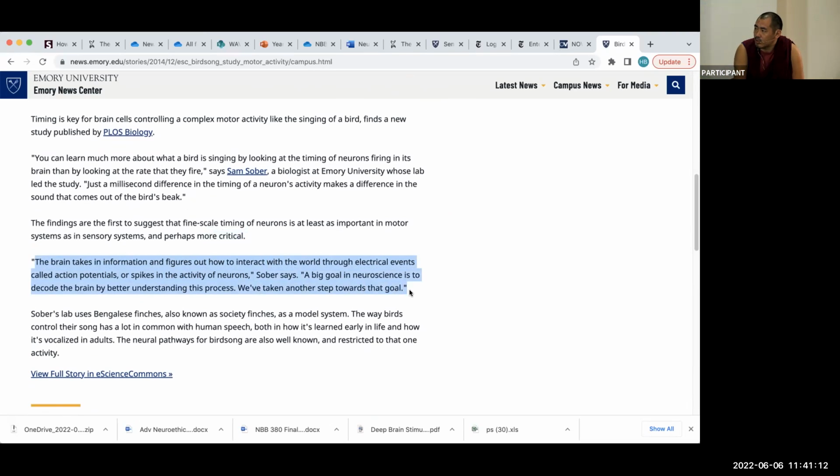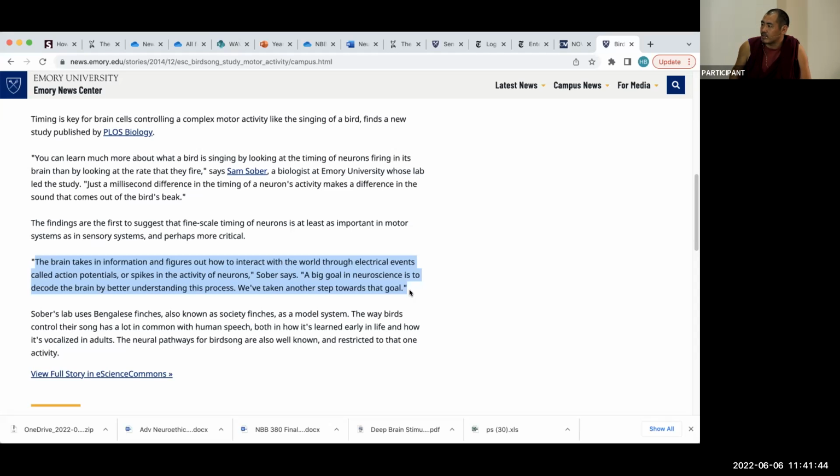The brain takes information and figures out how to interact with the world through electrical events called action potentials or spikes in the activity of the neuron. Sober says a big goal in neuroscience is to decode the brain by better understanding this process. We have taken another step toward that goal.